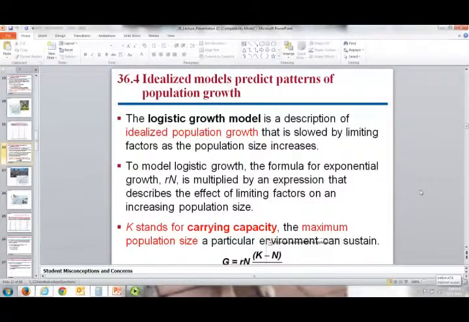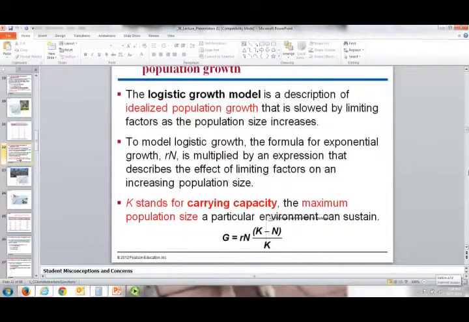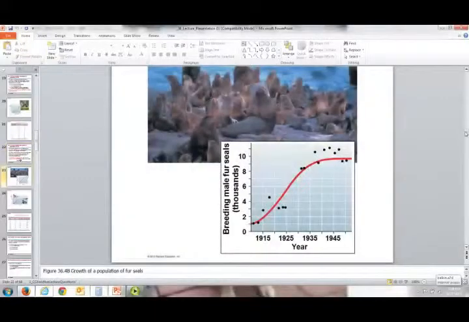So I'm going to see if I can get this to scoot up a little bit more so you can actually see the whole equation. So here your growth is going to equal Rn times K minus N over K. Again, this is an equation that you look at in terms of explaining the relationship, not that you're going to actually be calculating any of these numbers.